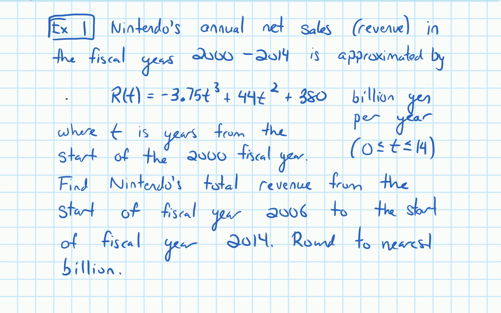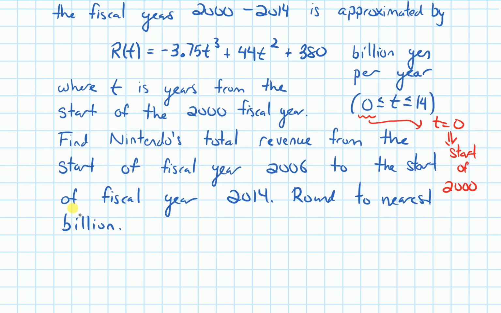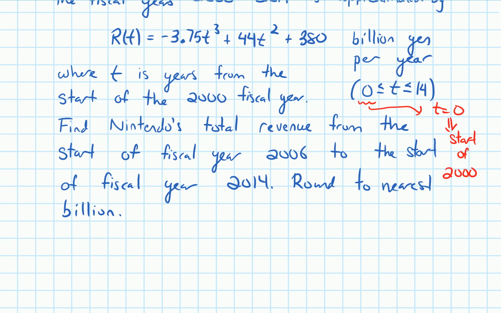So that means if I were to look at t equals 0, this corresponds to the start of the fiscal year 2000. And then it says, find Nintendo's total revenue from the start of fiscal year 2006 to the start of fiscal year 2014, round to the nearest billion. Alrighty, so we want to know the total amount of revenue that they earn over this time period.